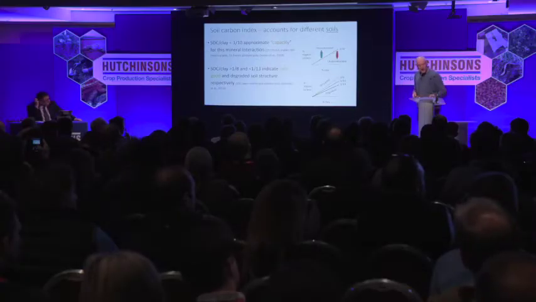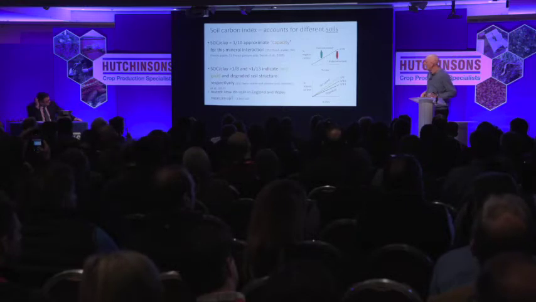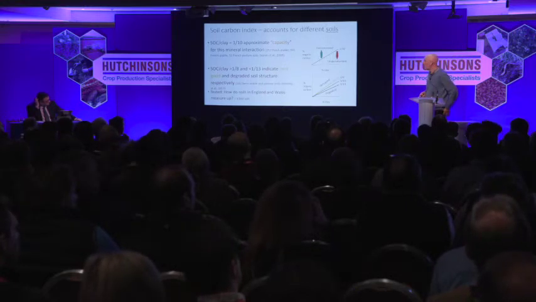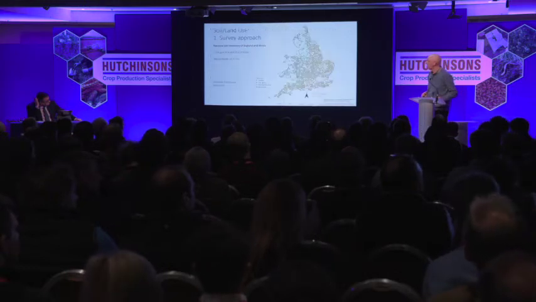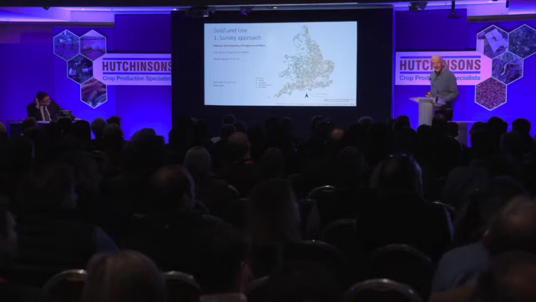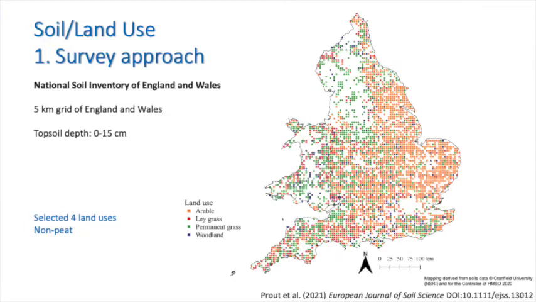So I'm just going to show you some evidence. We've tested this in the soils of England and Wales. We've got a national soil inventory, almost 4,000 soils. Here's the survey. It's on a regular grid across England and Wales, as you can see. And we've chosen the soils indicated there: arable, ley grass, permanent grass, and woodland.